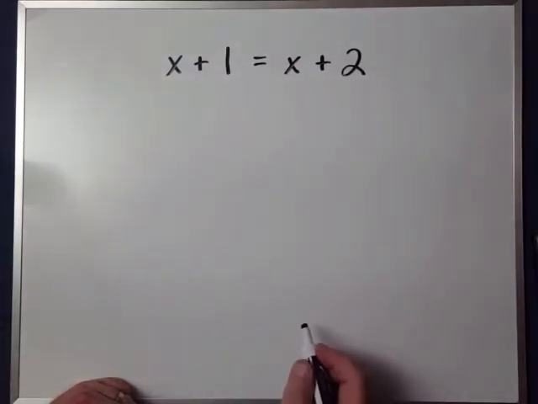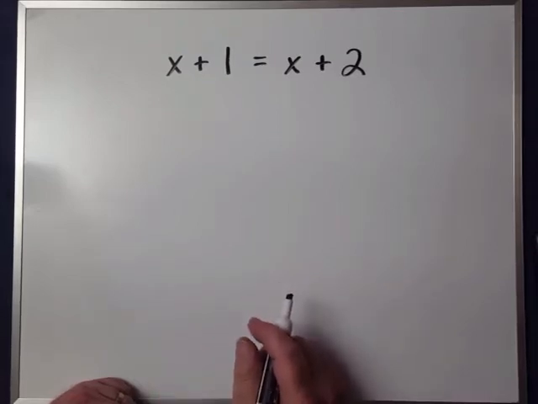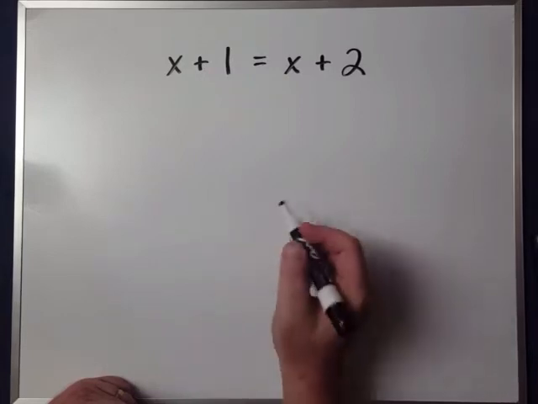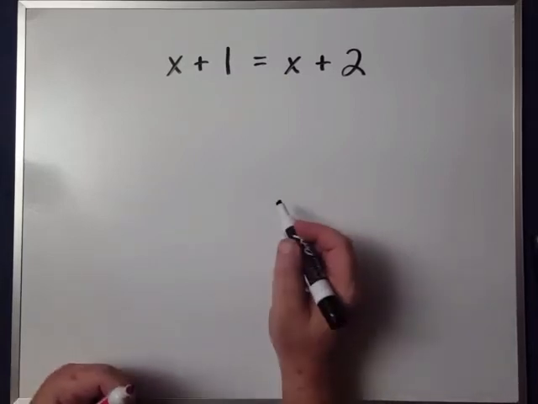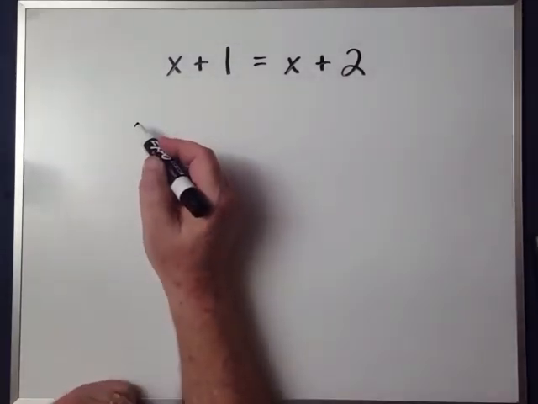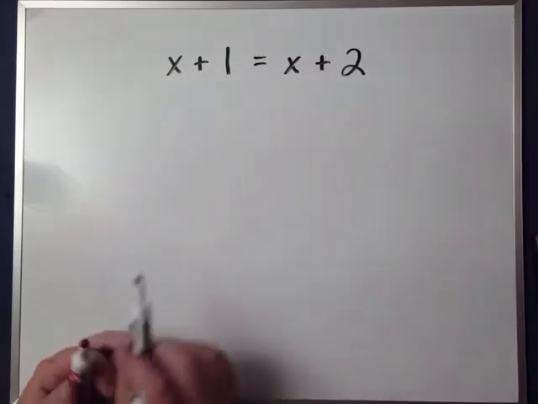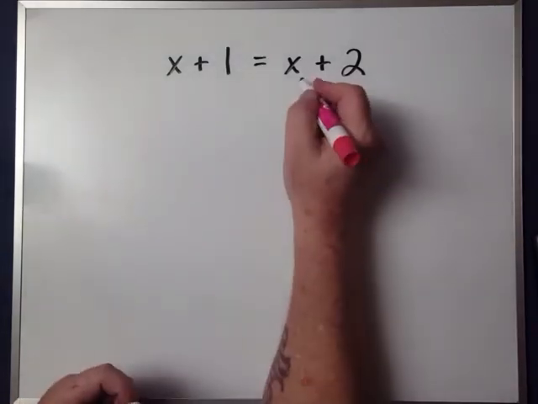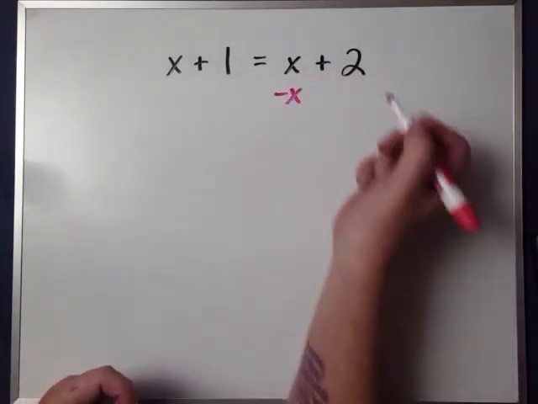Now let's consider this algebraically. If we follow the mechanics of solving an equation, I would simplify both sides. That's done. I would collect my variable on one side. Let's say we're going to collect the x's on the left. That means we're going to destroy the x's on the right by subtracting x from both sides.